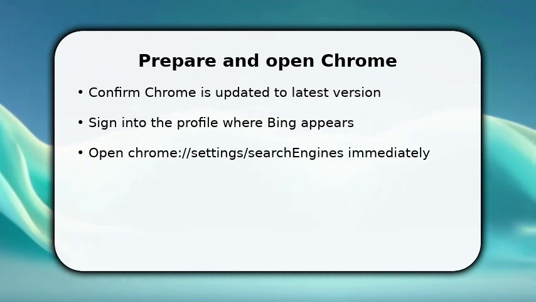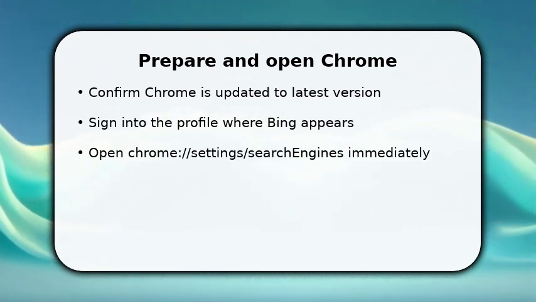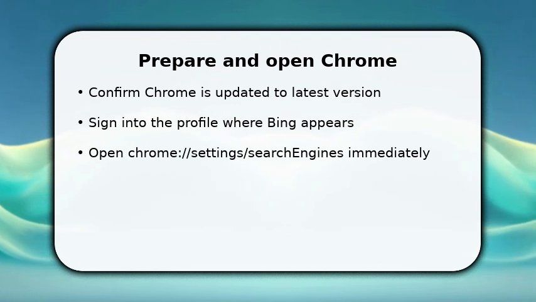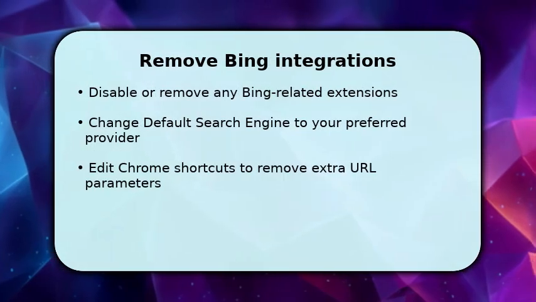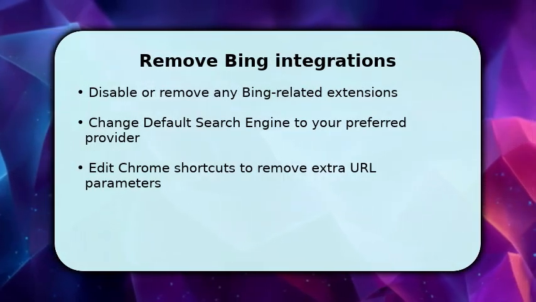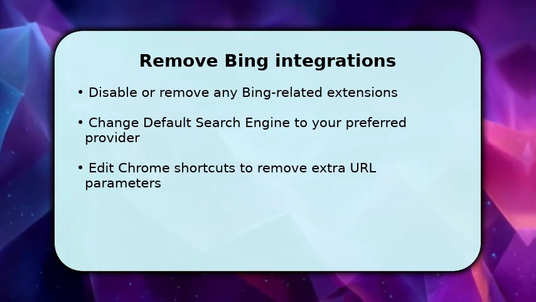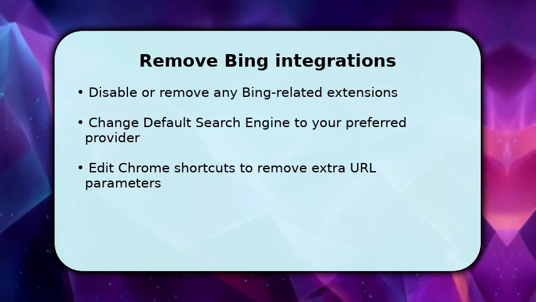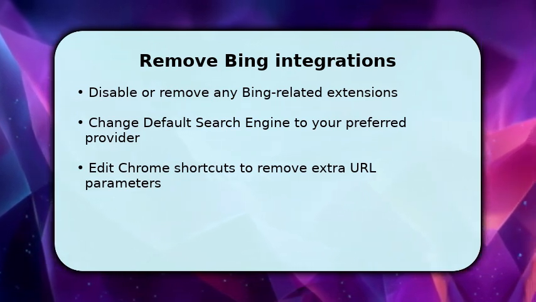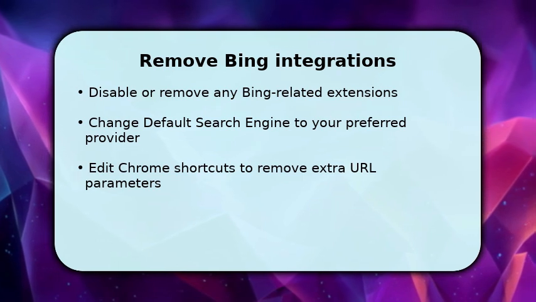If an enterprise policy blocks changes, note that for later troubleshooting so you don't waste time. Now remove the integrations. Go to chrome://extensions and disable or delete anything referencing Bing because extensions can force searches. Next, back in search engine settings, set your preferred default and remove Bing entries so Chrome won't revert.